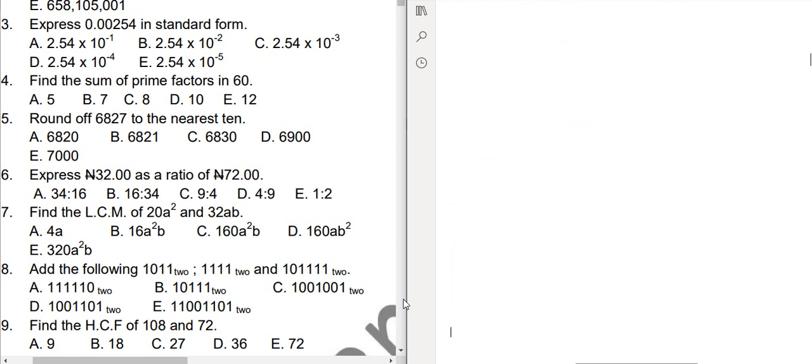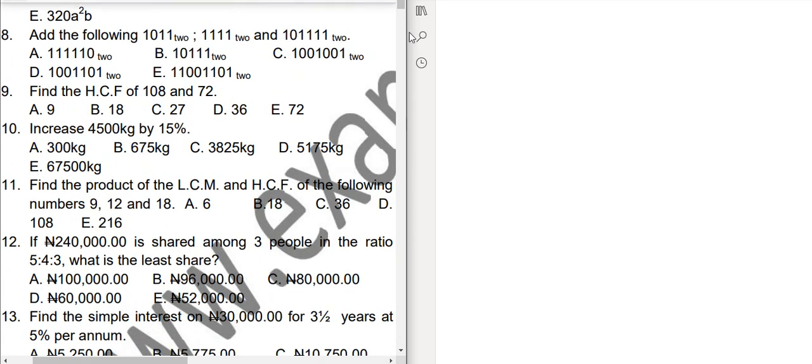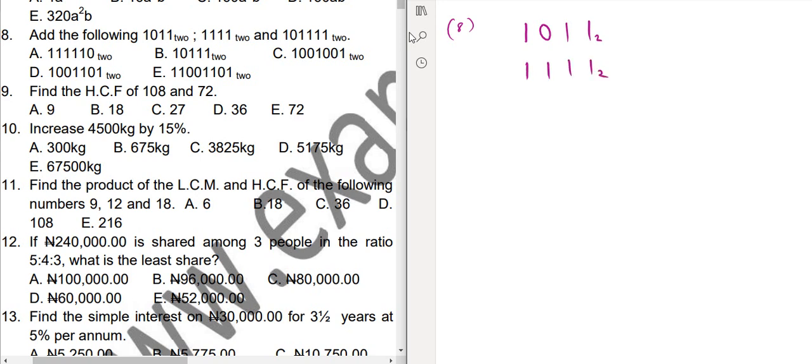Okay. Number 8. Add the following: 1011 in base 2, 1111 in base 2, and 10111 in base 2. So I have 1011 in base 2, 1111 in base 2. Then this is 111101 in base 2.